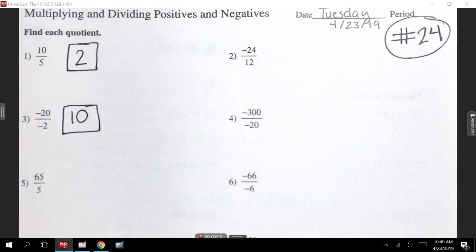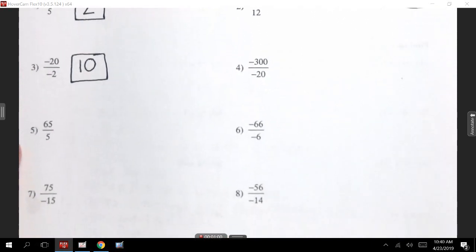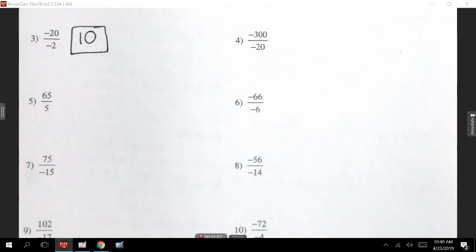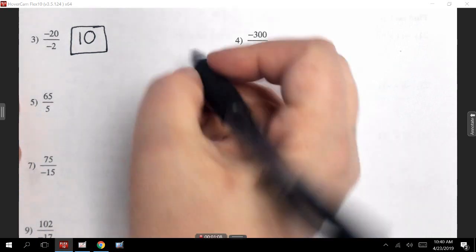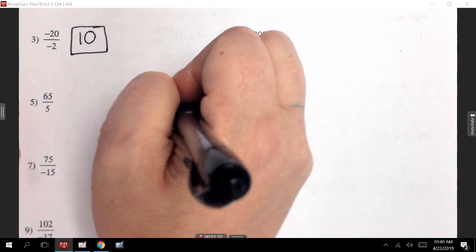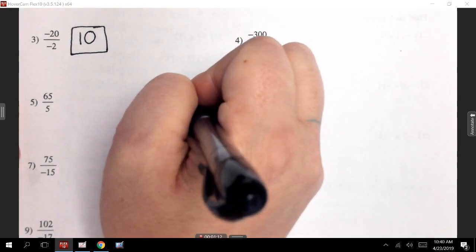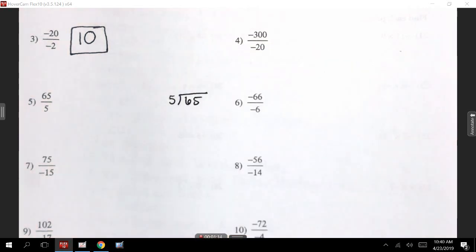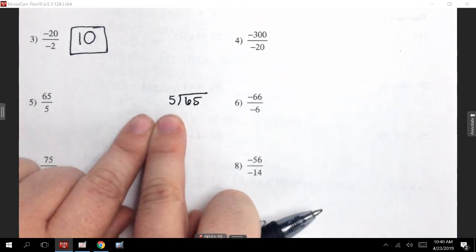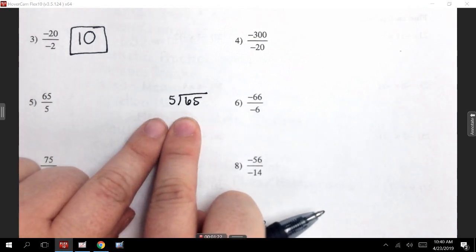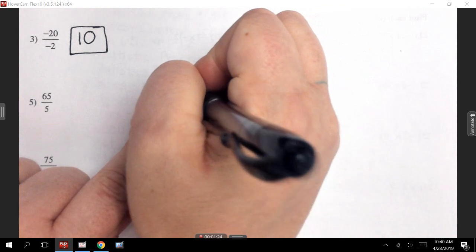All right, number 5. Number 5 says 65 divided by 5. Now that's not like a number 1 to 12. I might not know that one. So what I'm going to do, guys, I'm going to go over here kind of more to the center, put 5 at the door, 65 in the house. This is just a reminder for how to divide. Some of y'all probably already know this answer. All right? But when I look at this, how many times will 5 go into 6? 1. So I'm going to put a 1 on top.